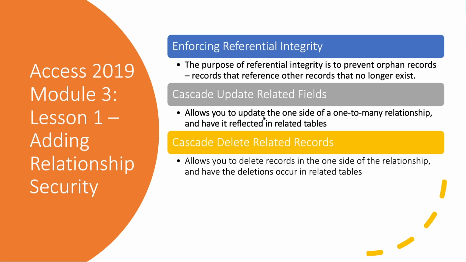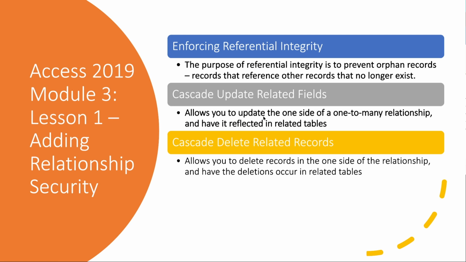So once you enable that, you get the choice to cascade update related fields. So if you make a change in the one side table, to a field or something, in the one side of the one-to-many relationship, it will be reflected in related tables. You wouldn't want to update something in one table and not have that update flow to related fields in other tables. You can just get a mixed bag of records if you allow that to happen.